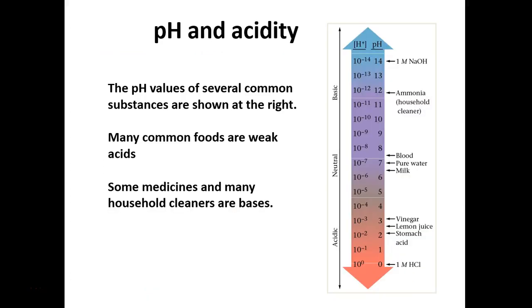So these are just some common substances and what their general pH values are. So we see that ammonia, the household cleaner, is slightly basic with a pH around 12. Blood is very, very slightly basic with a pH just above 7. And milk is actually slightly acidic. And we see vinegar, lemon juice, and stomach acid are all there at the lower end of the pH range.